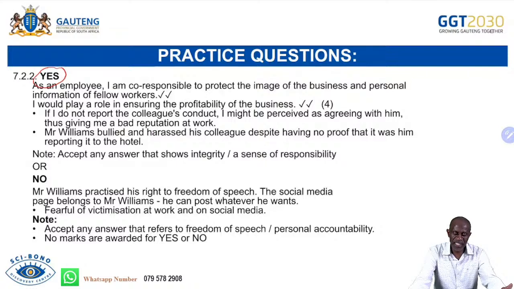Mr. Williams bullied and harassed his colleagues despite having no proof that it was them, or reporting it to the hotel. So he accused people without verifying, without providing proof that they are the ones.